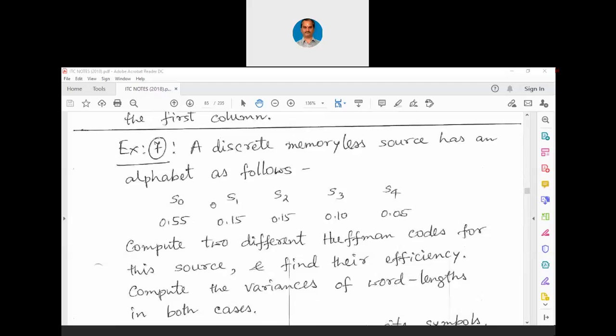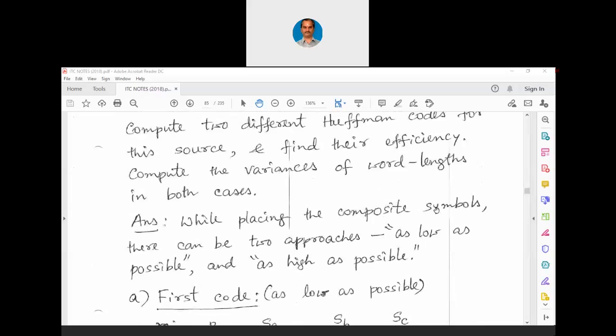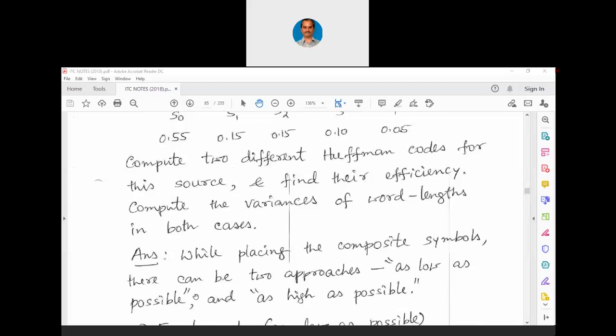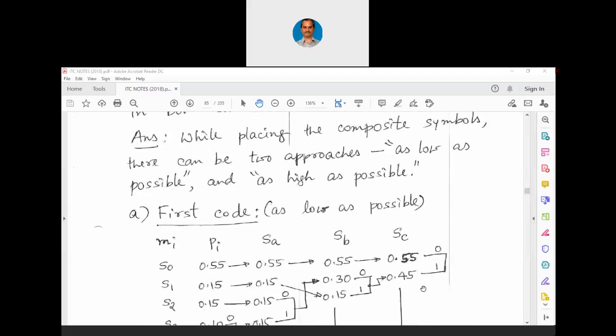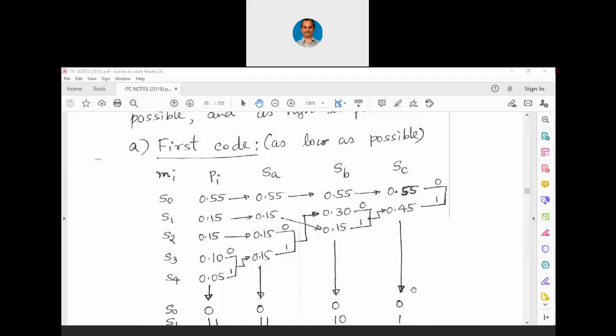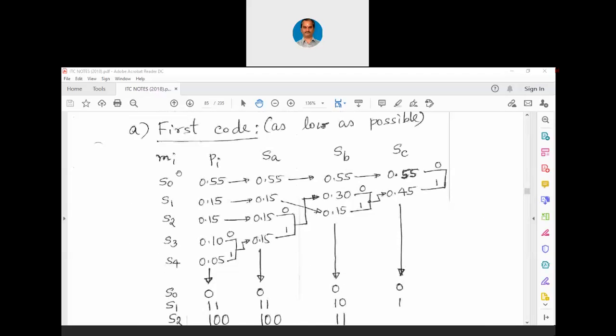Now, the first procedure is we have to arrange them in decreasing order. Here S0 has the highest probability. Already they are arranged in decreasing order. You can see this: S0, S1, S2, S3, S4 are arranged in decreasing order. Now, while placing the composite symbols, there can be two approaches: as low as possible or as high as possible, as I told you, depending on how we choose 0 and 1. Let us first see as low as possible, because we have to compute two codes now. The first code is as low as possible. Let us arrange the symbols as S0, S1, S2, S3, S4. They are already arranged this way.